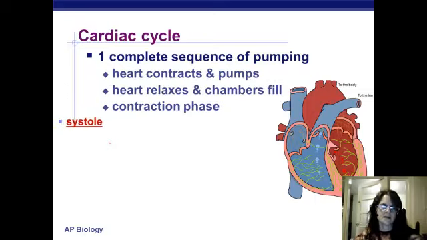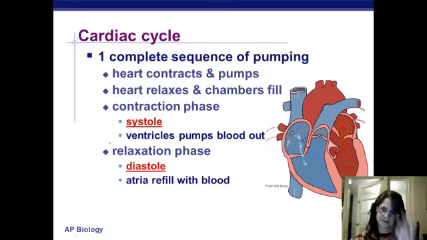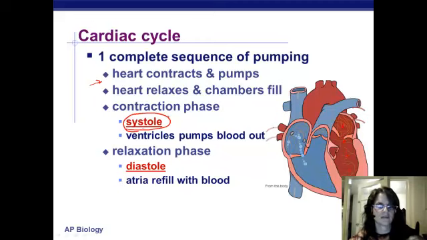The cardiac cycle has to do also with blood pressure and how they detect blood pressure. So a complete sequence of pumping is a cardiac cycle: when the heart contracts and pumps, and relaxes and the chambers fill. Okay, and then we go to a contraction again. That's a complete cycle. The contraction phase is when we have the highest pressure in the heart, because the ventricles are squeezing and pushing that blood out. So that is called the systolic, or the highest pressure.